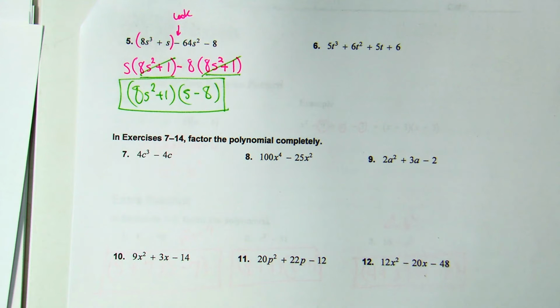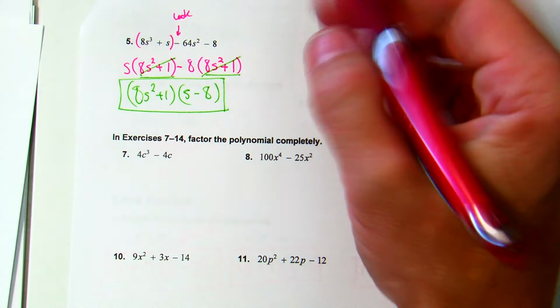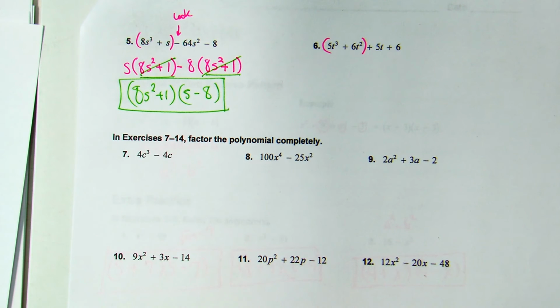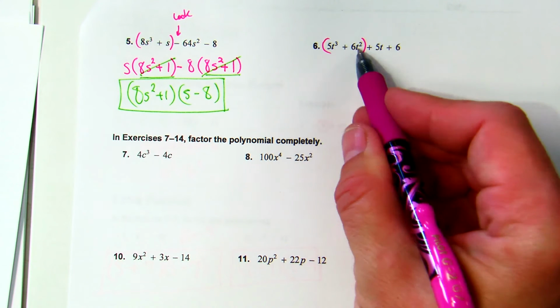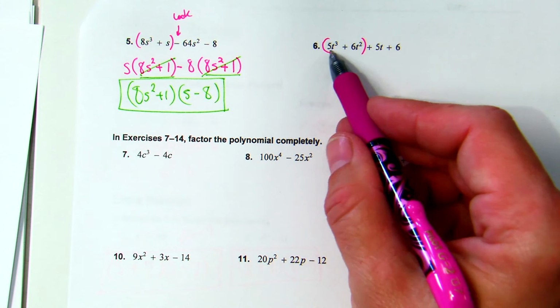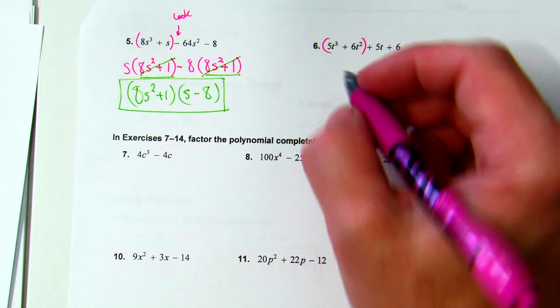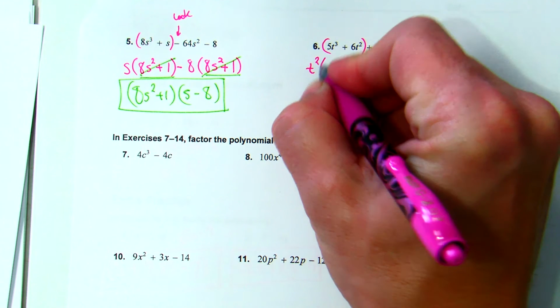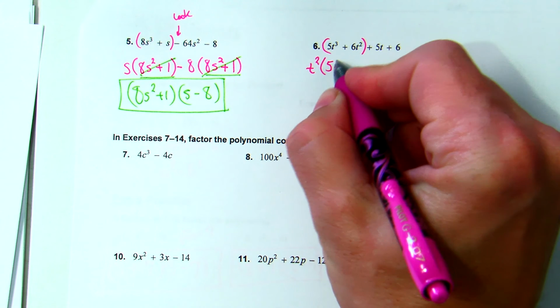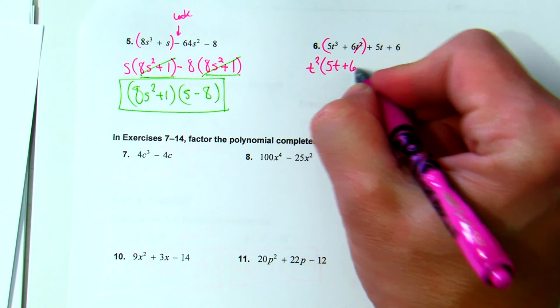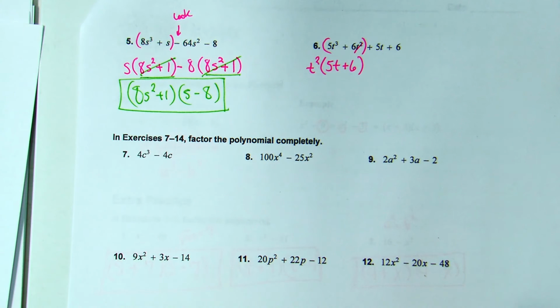Okay, let's look at number 6. First group, I can take out what from that group? What's in both of those? I can't take a 5 out of both of them. I can't take 6 out of both of them. There's t's in both of them, but how many of them can we take out? 2 of them, right. So I have t squared that I can take out of the first one, which will leave me with 5t. I can take t squared out of the 6t squared, which just leaves me with 6. All right, that's the first group.